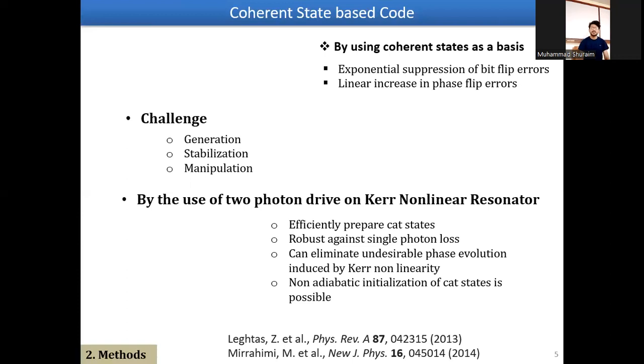In Lichtas's method, he takes the dispersive case for the qubit and cavity interaction, and Berhami uses dissipation while stabilizing those Kerr states.